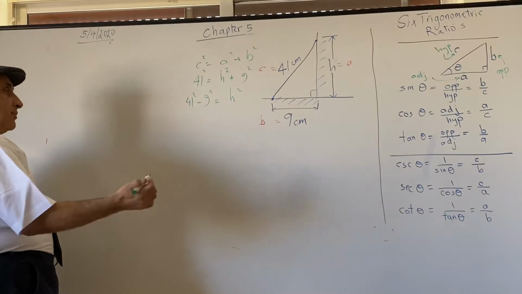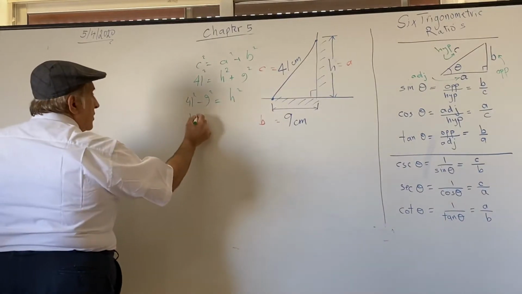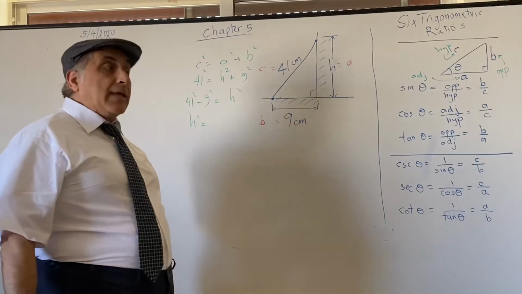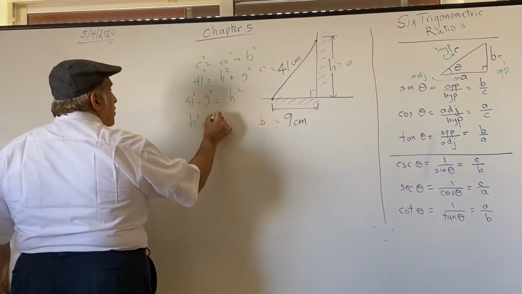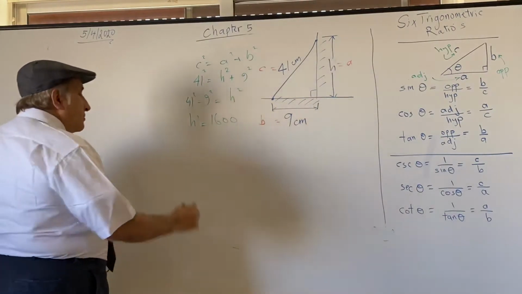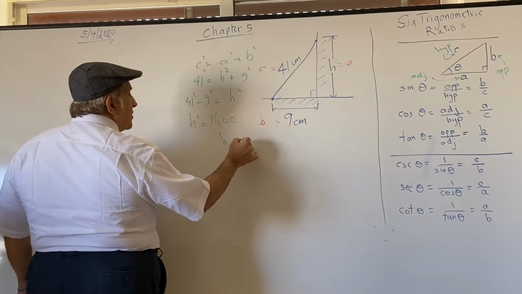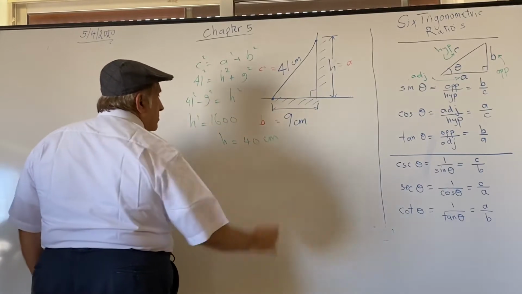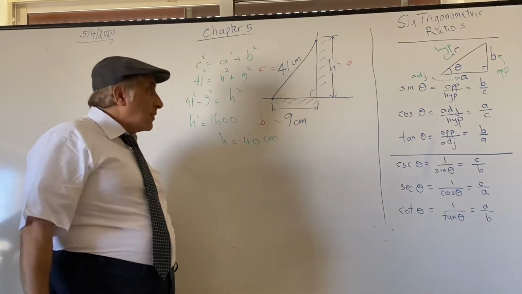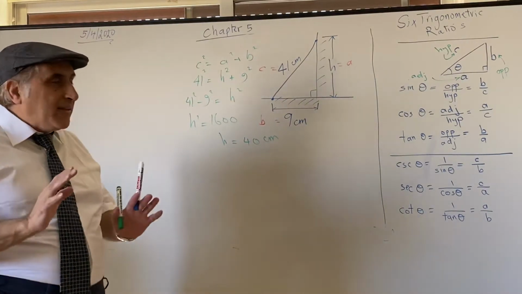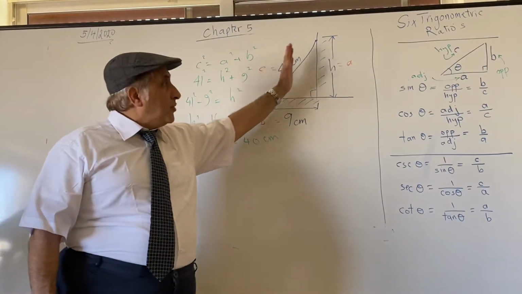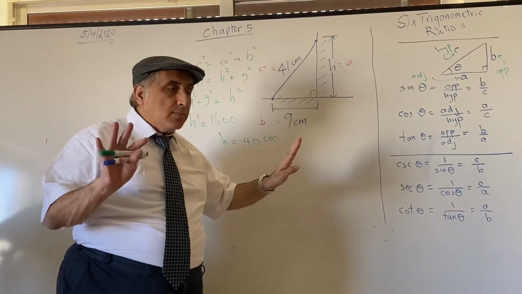Go to your calculator. Tell me what's the answer. Exactly 1600. So when you square root both sides, the height is 40 centimeters long. Okay then? This is simply applied when the triangle is 90 degrees. If it's obtuse or acute, no.